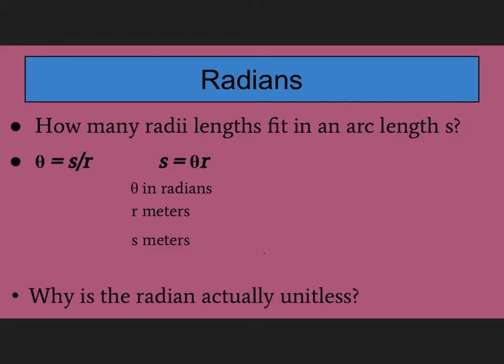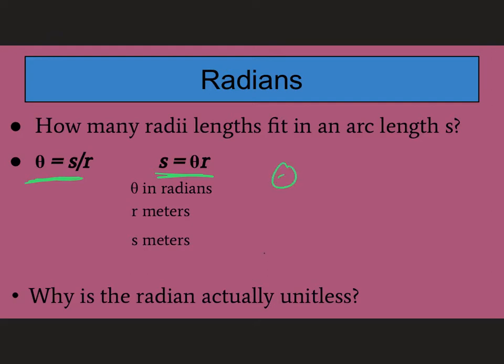Which is what we just said, and here we see it. So there's 2 pi radians in one full circle. Our angle is equal to s over r, as we see here, which means that our arc length is equal to the angle in radians times the radius.